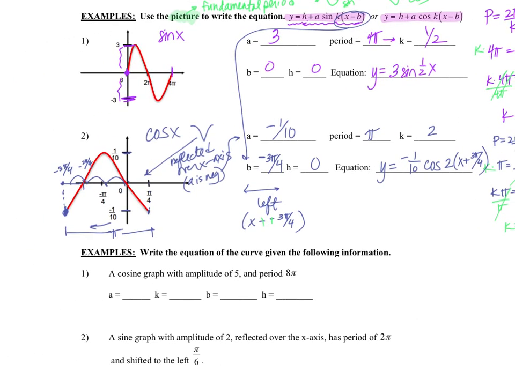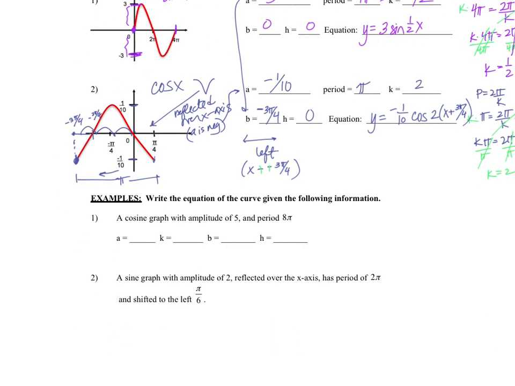Good. So it's one thing getting all this information from a picture. It's another thing if I just give you a sentence or two, and then we're going to fill it in. So for example, I'm specifically telling you that this is a cosine graph. So it tells me that my parent graph is cosine. It says that my amplitude is 5. So that means my A is equal to 5, because amplitude is the absolute value of A, okay? And then it says that the period is 8 pi.